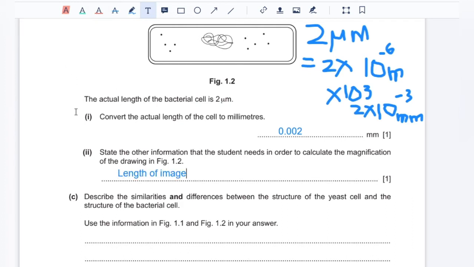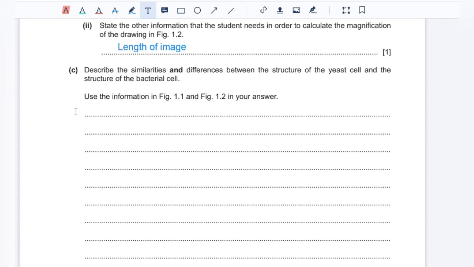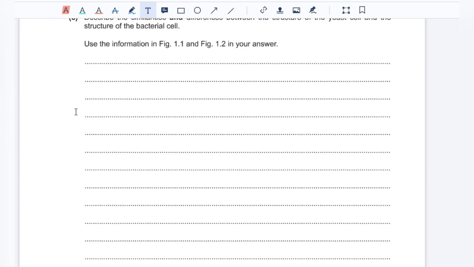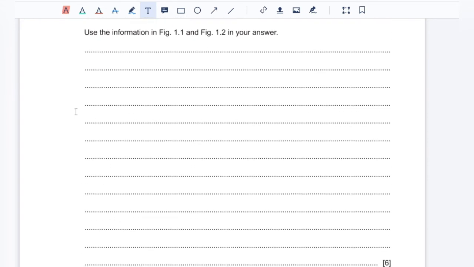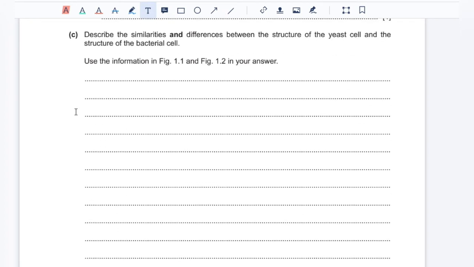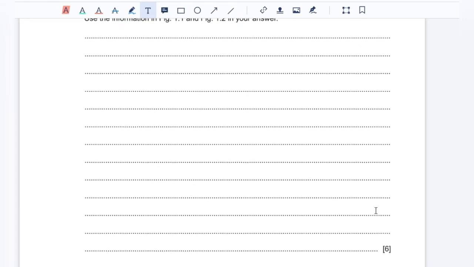C. Describe the similarities and differences between the structure of the yeast cell and the structure of the bacterial cell. Use information in figure 1.1 and 1.2 in your answer. So right off the top of your head, you can write that their similarities include that both of them have cytoplasm, ribosomes, and cell wall. Since the question is of 6 marks, I'd like to write 3 similarities and 3 differences.